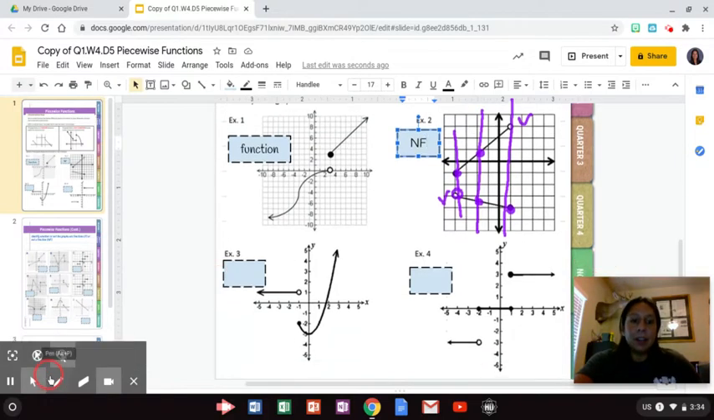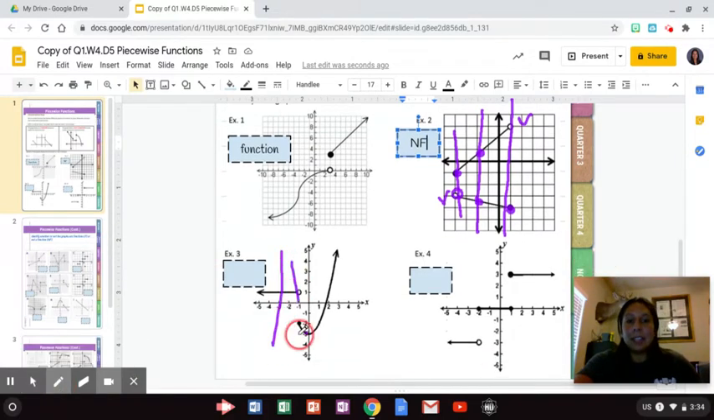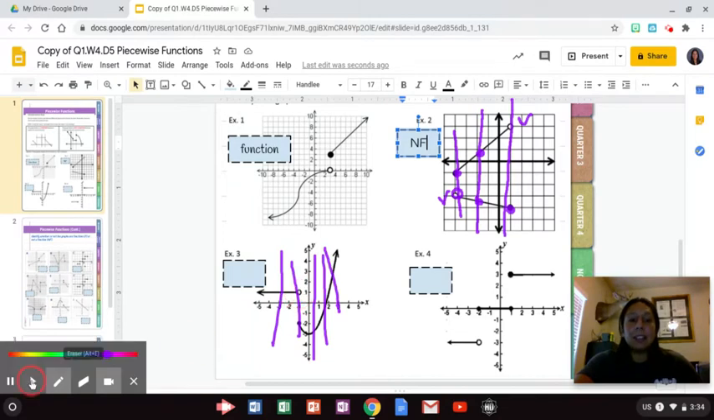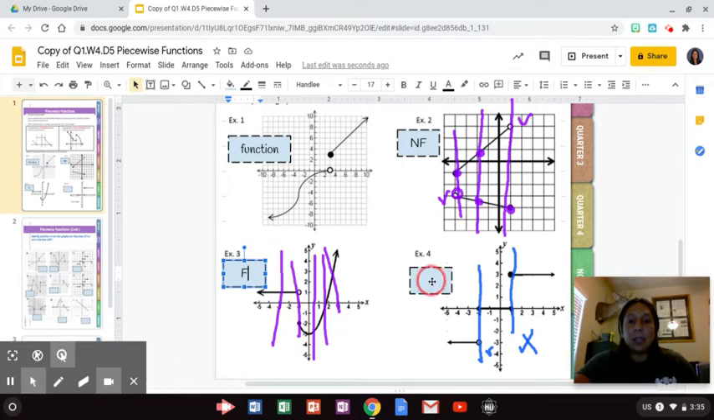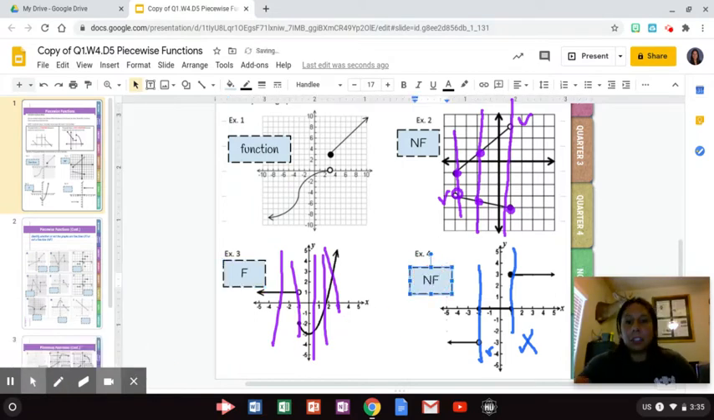Example 3. We have to draw a vertical line and see if anywhere I draw a vertical line, does it hit more than 1 point at a time? Anywhere I draw a vertical line right here, open and closed, that passes the vertical line test. So this right here is a function. Example 4. If I were to draw a vertical line going through my graph right here, it's closed and then open, so that's okay. If I were to draw a line right here, notice that I hit 2 closed circles, so that doesn't pass the vertical line test. So that one makes it not a function. So I'm going to go ahead and put right here, NF for not a function.